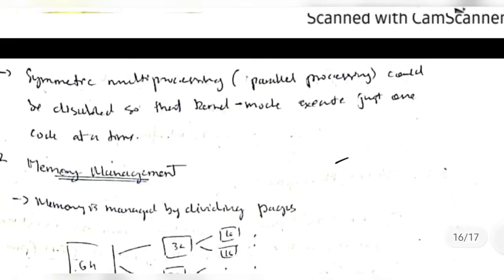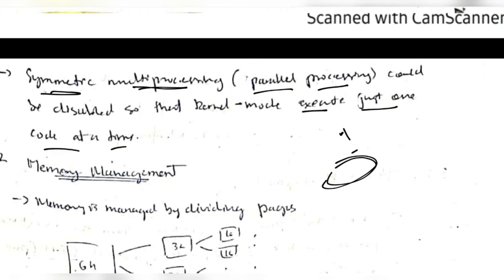And if the kernel just wants to perform one task at a time, it can disable symmetric multiprocessing, which is also known as parallel processing, so that the kernel will be able to execute just one code at a time.